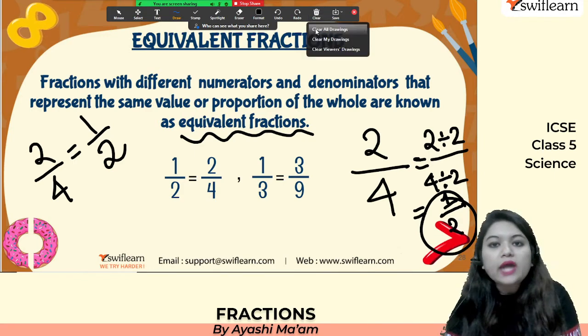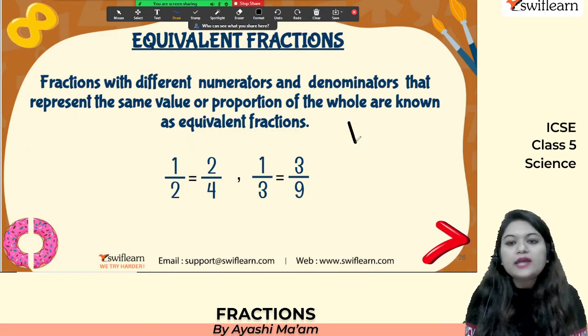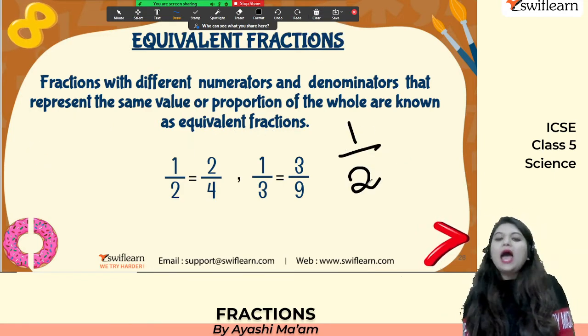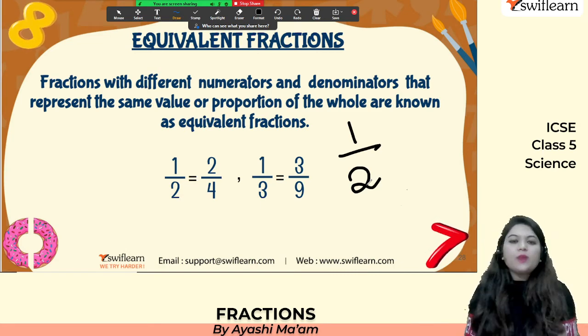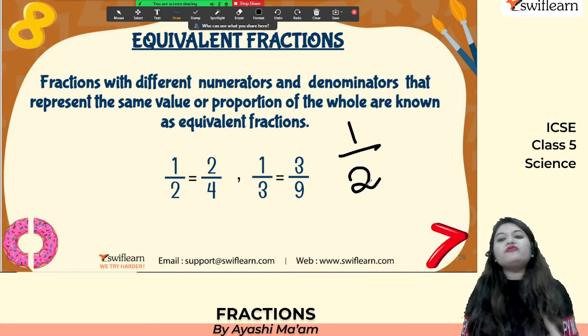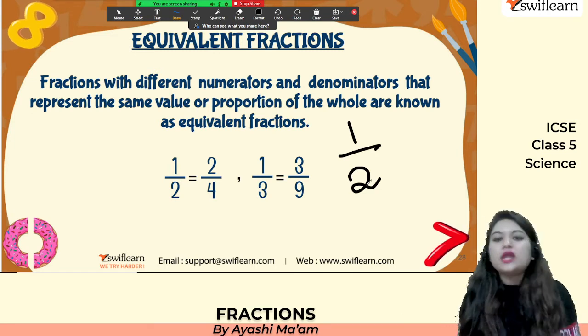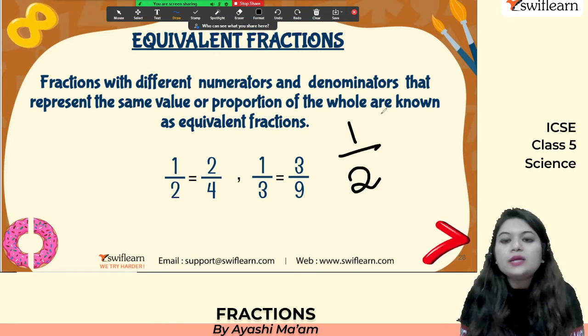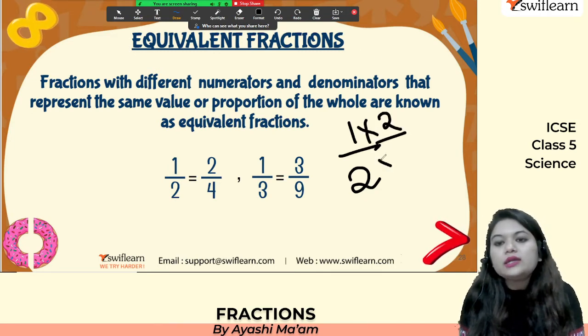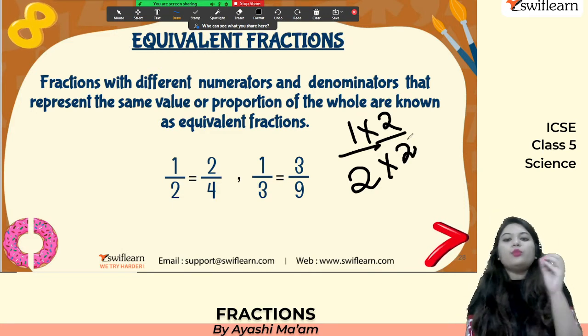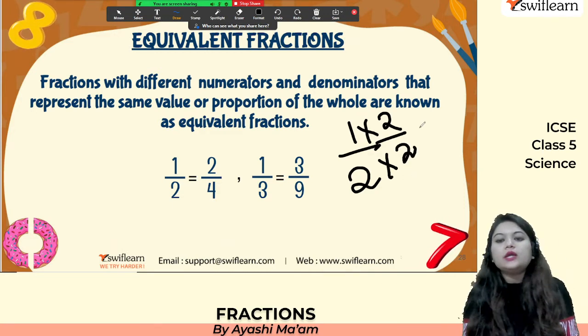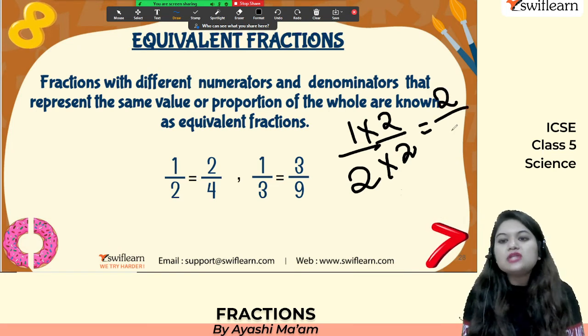Okay. And you can even verify it. So even if you take the fraction 1 by 2, and so whenever we divide or multiply something in fraction, you have to do it on both the numerator as well as the denominator. So if I multiply both the numerator and denominator by 2, okay, I am multiplying both the numerator as well as the denominator by 2, then you will get the answer as 2 by 4.